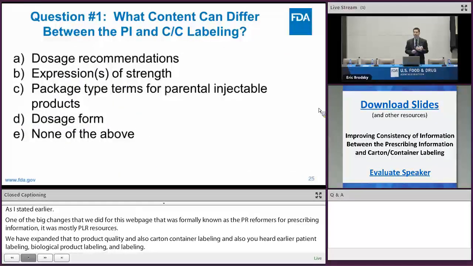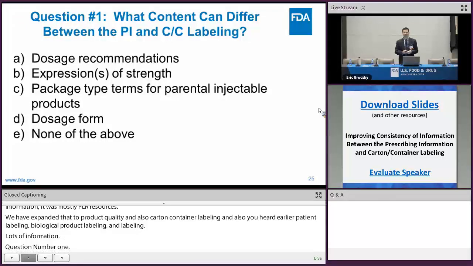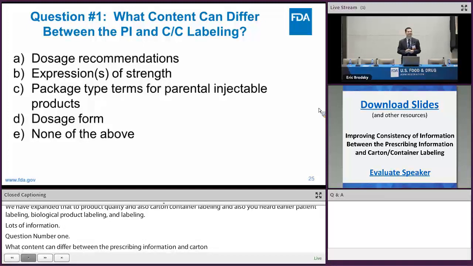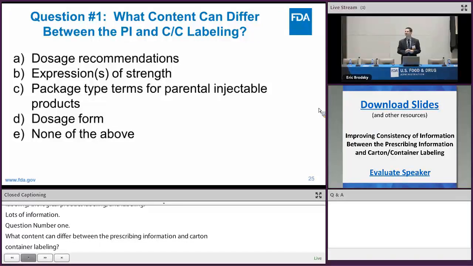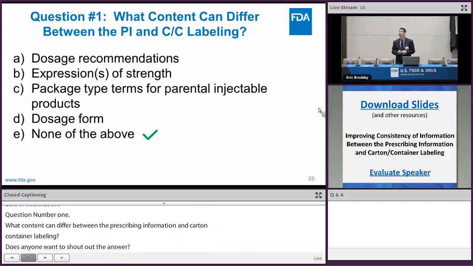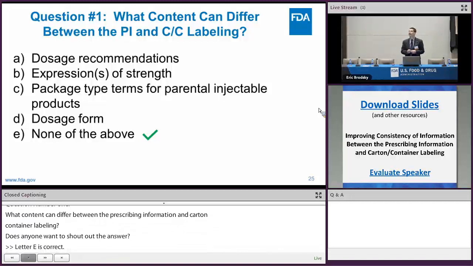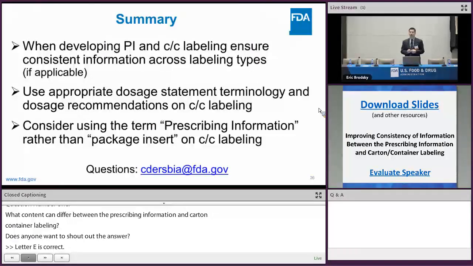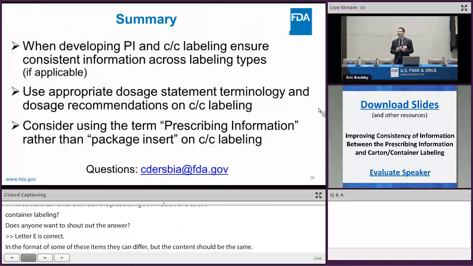So question 1: what content can differ between the prescribing information and carton container labeling? Anyone want to shout out the answer? E? That's correct, E. The format of some of these items can differ, but the content should be the same.